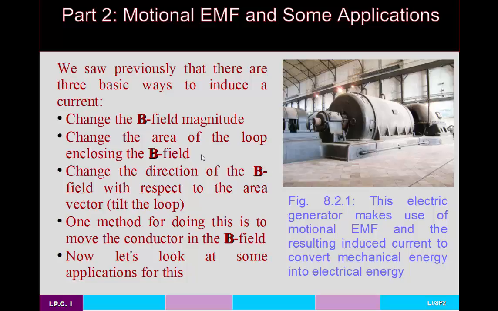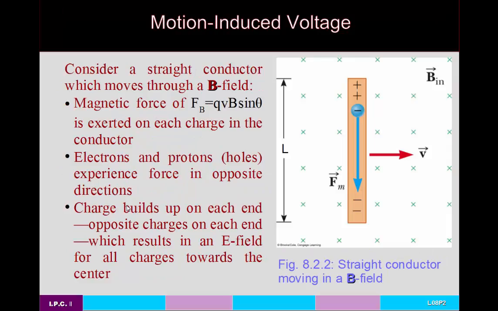One method by which you can do one or more of these things is to move the conductor itself within the magnetic field. So I wanted to look at a few applications of this and a few sort of special cases, if you will, of this motional EMF. The first one of those is motion-induced voltage, and for that we consider a single straight conductor, as pictured here, which is going to be moving through a magnetic field.